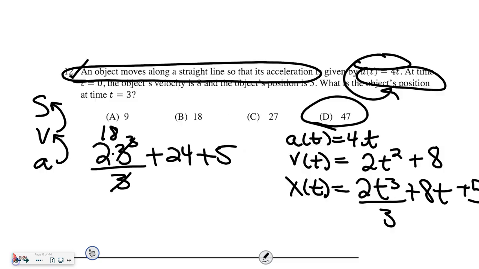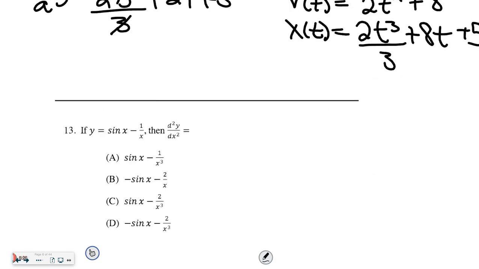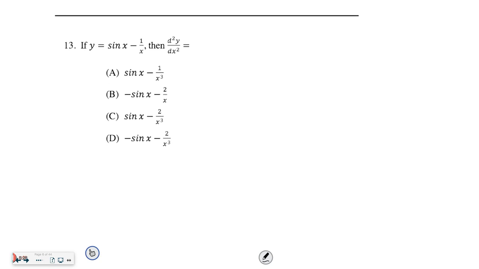Except I think I needed to scroll down. All right, number 13. Go ahead and read it. Y equals, and I'd write that down. Y equals sine x minus 1 over x. And Mallory, what are they asking me to find? The what? Almost. Oh, the derivative twice. Is that what you said? Okay, I thought you said of y. Yeah, I have to derive it twice.